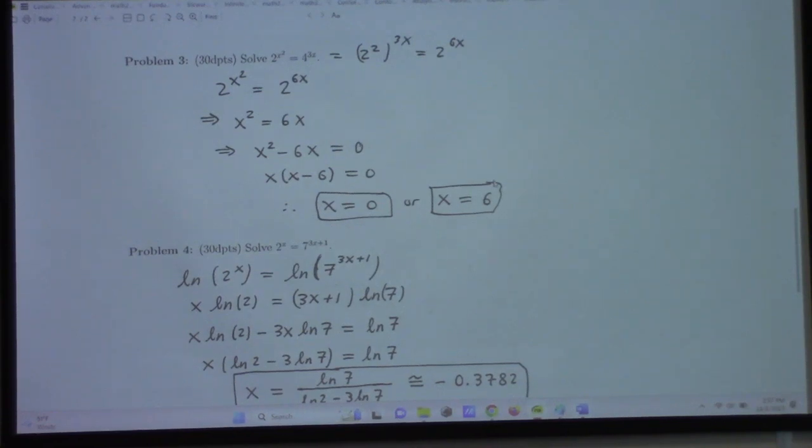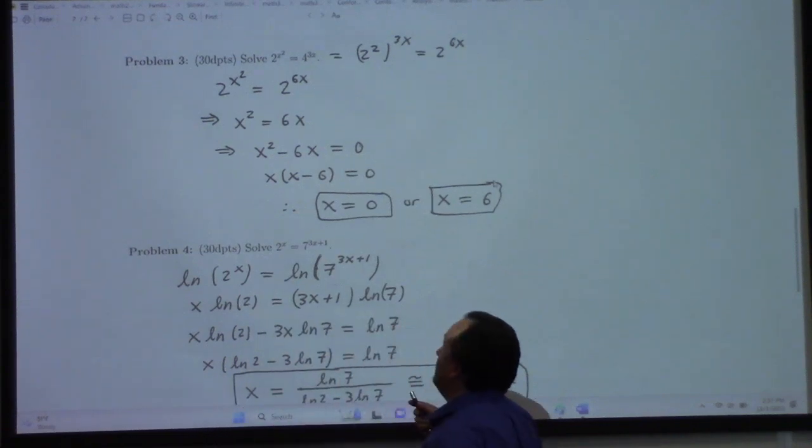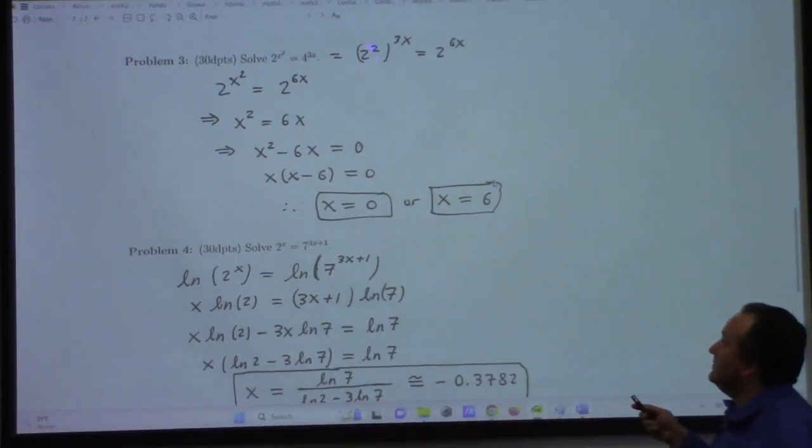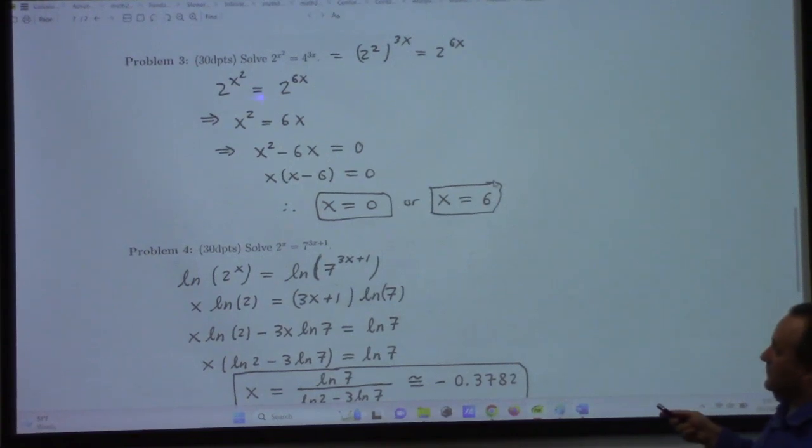Problem 3 we probably could have done last class, because we would have converted the 4 to a 2 to the 2, and then we'd have 2 to the x squared equals 2 to the 6x, which then by the one-to-one property gives us x squared equal to 6x, which we can factor an x out, and we get either 0 or 6. Hooray.